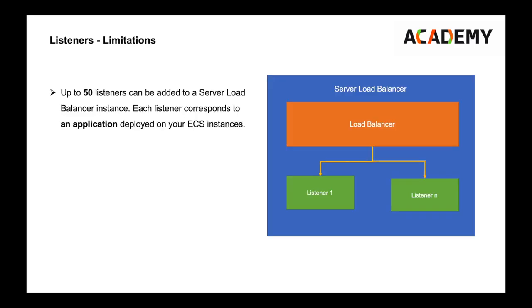Limitations of the listeners: you can have up to 50 listeners per server load balancer instance, and typically each listener corresponds to one application that's deployed on your backend ECS servers. Why is that? That's because each listener has one port number that it's listening on.